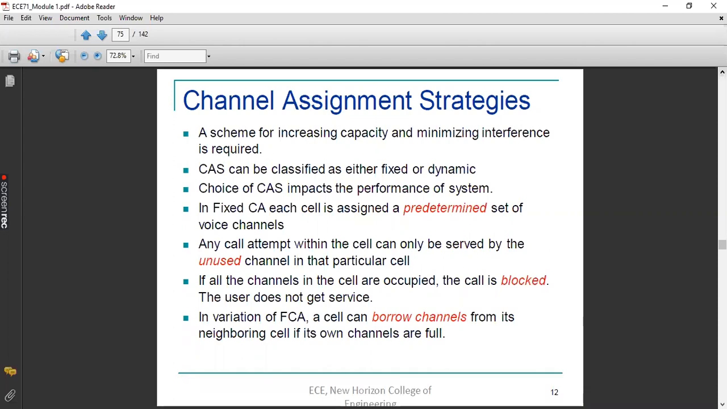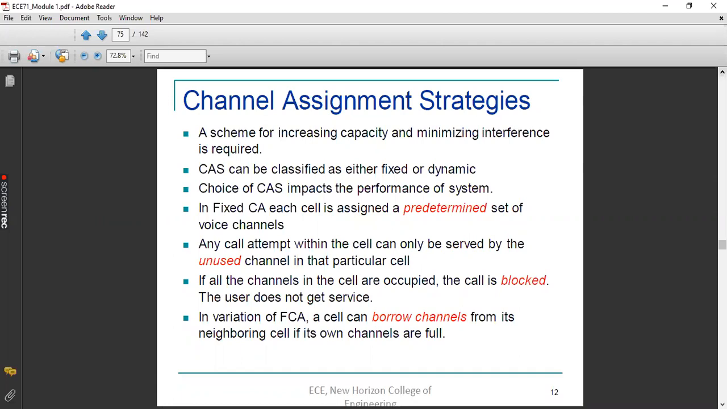So that is a disadvantage of the fixed channel assignment strategy. But in cellular systems, to compensate for this drawback, another strategy has been adopted, where you can borrow channels from the neighboring cells if its own channels are full. Suppose I have been assigned a set of channels, but all these channels have been used by some other users. So currently they are not available to give service to my communication.